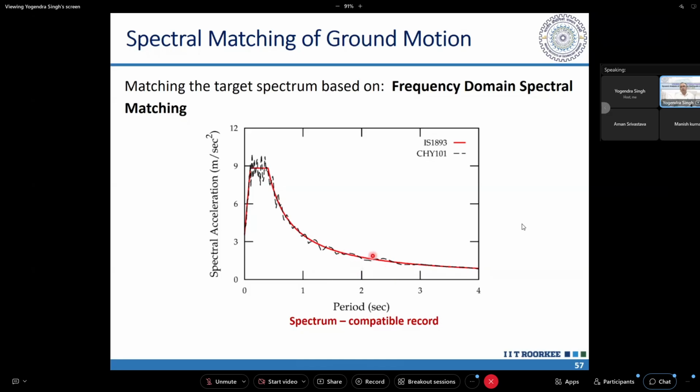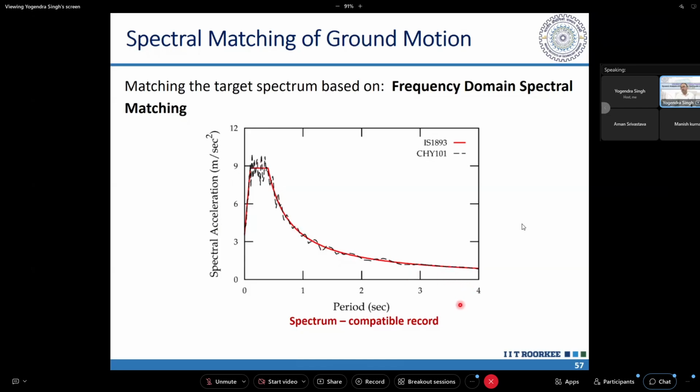If we are not able to do that, we go for what we call frequency domain spectral matching. When we are doing frequency domain spectral matching, the frequency characteristics of the ground motion are altered. So the ground motion becomes somewhat unnatural, and this we have to keep in mind. Whenever we are doing frequency tweaking or some intervention in the frequency domain, the natural characteristics of the earthquake get lost.